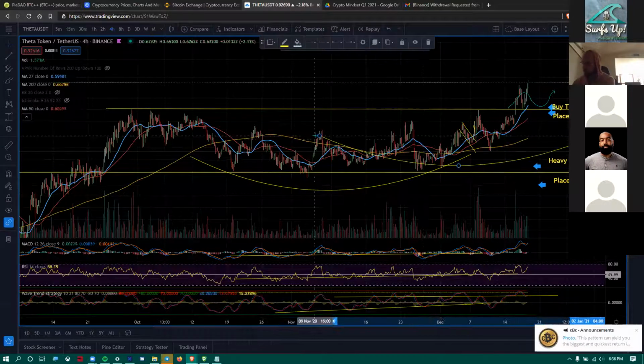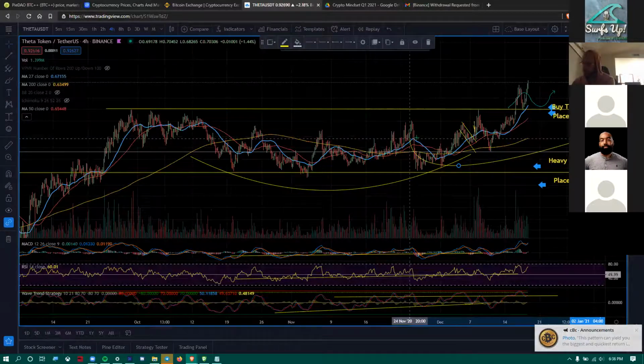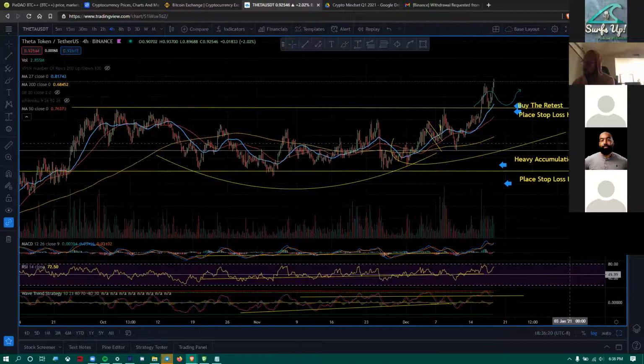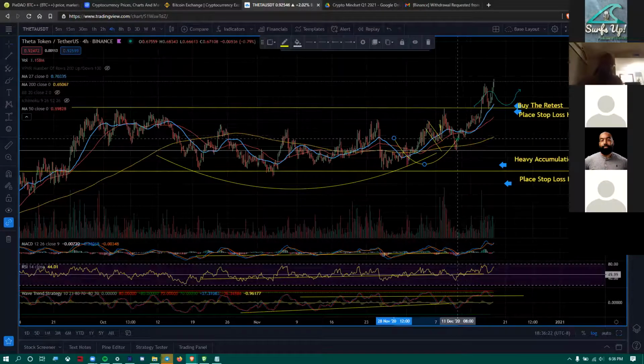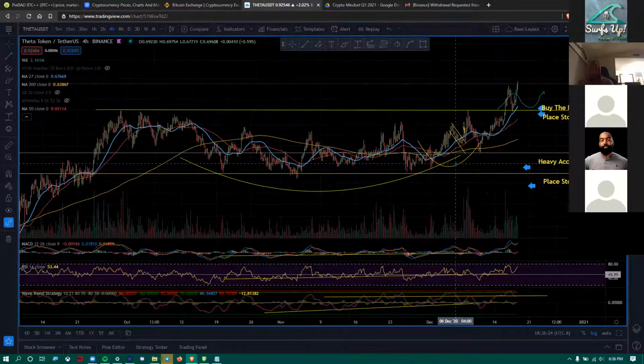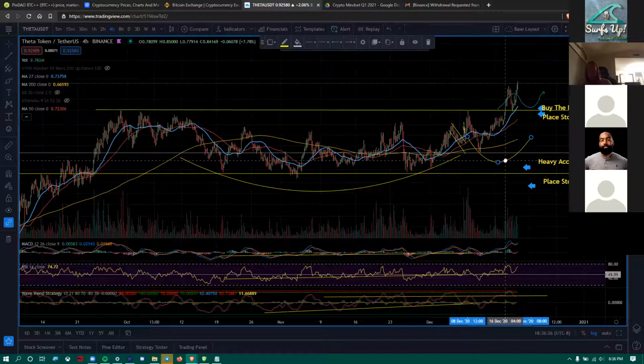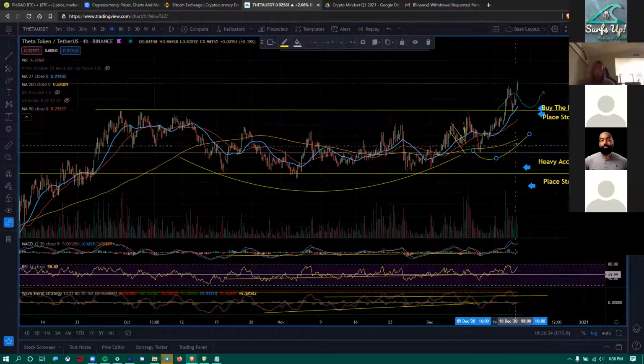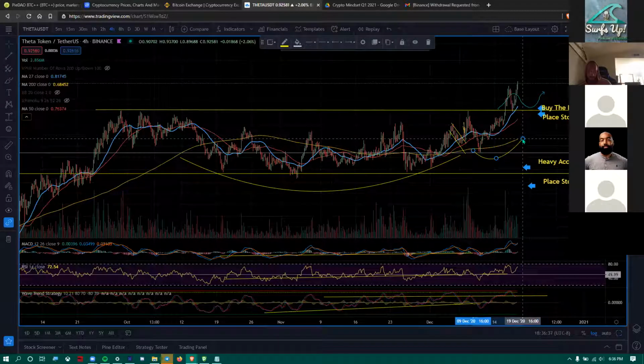Hey, Corey, it seems like for an altcoin, a long cup like this is very heavy accumulation, which I didn't notice with any of the other charts. Yeah, but Theta is an altcoin, but it's been around for a little bit, so it's got some decent market cap.